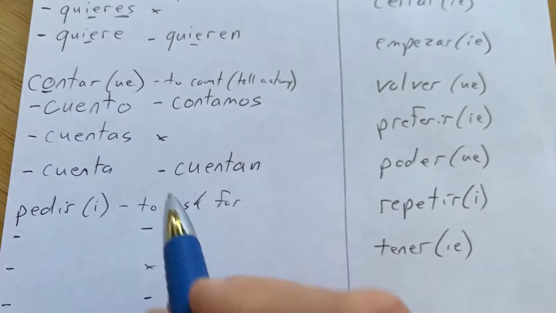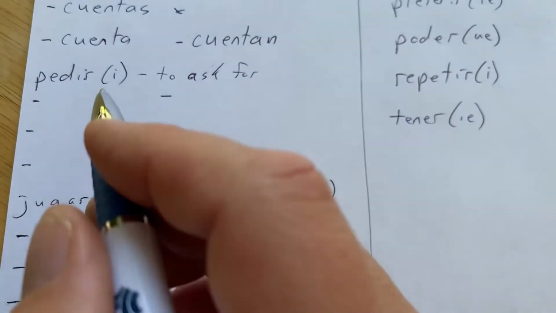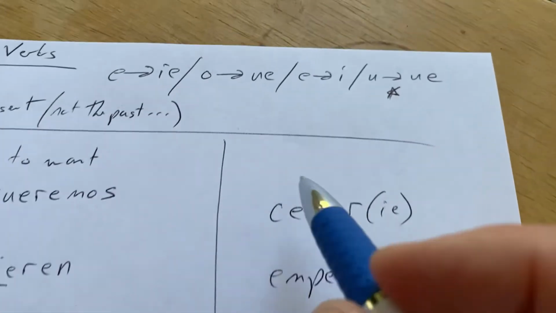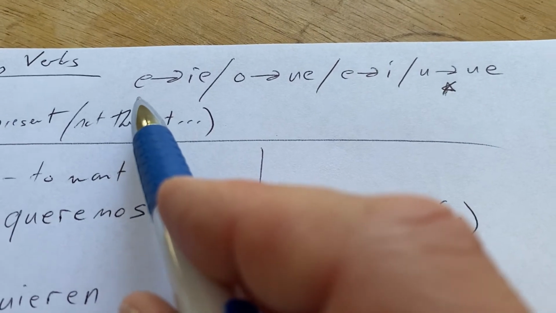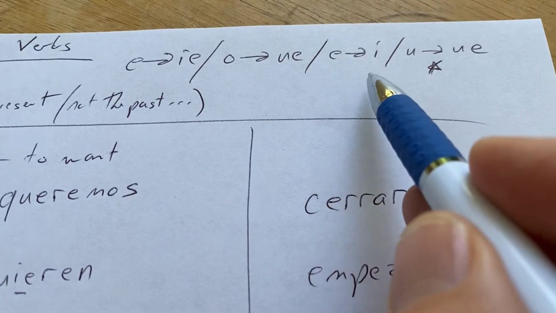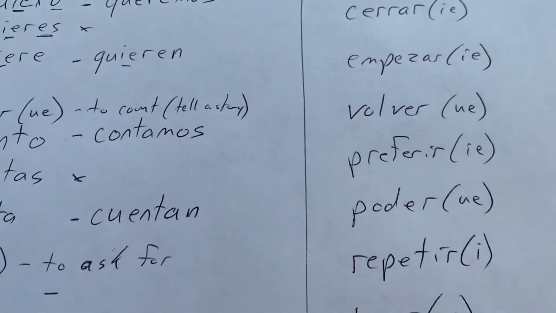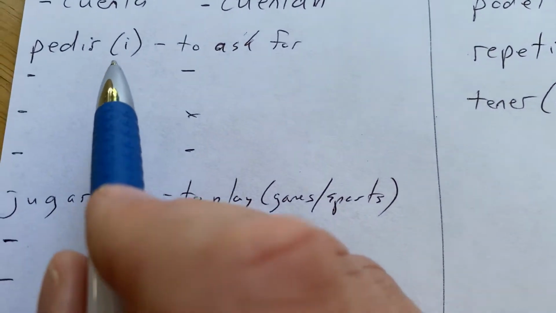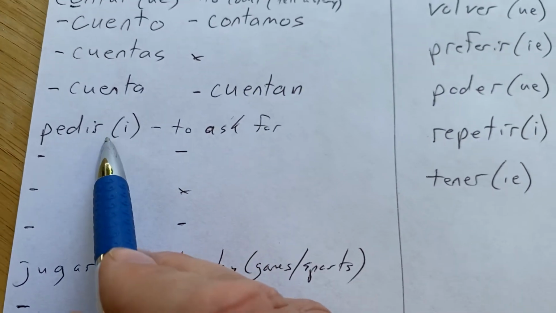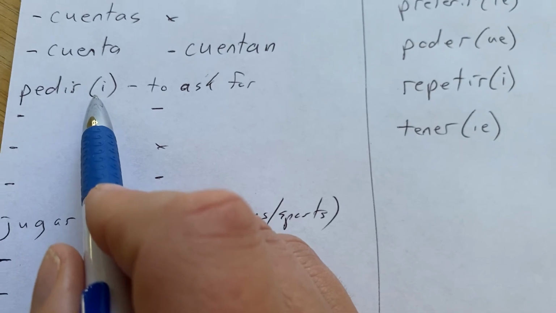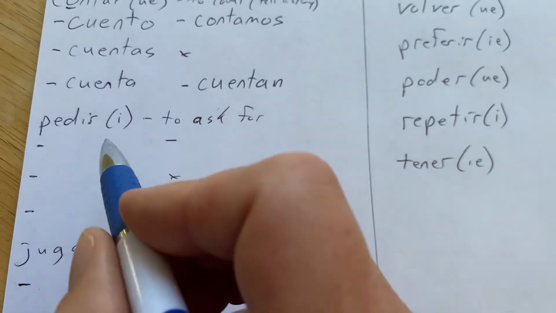And then pedir, my friends? Guess what? Let's take a look. Well, E to IE, no. O to UE, no. E to I. This one's only going to be for one verb. All right, so pedir. And this little symbol right here, notice I didn't put an E to I, but I'm telling you that the E is going to change to an I.